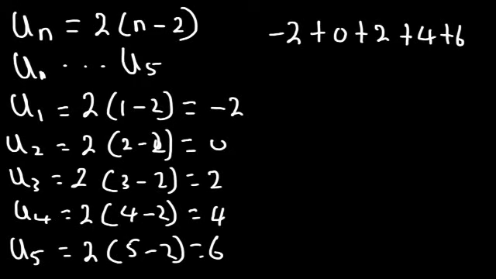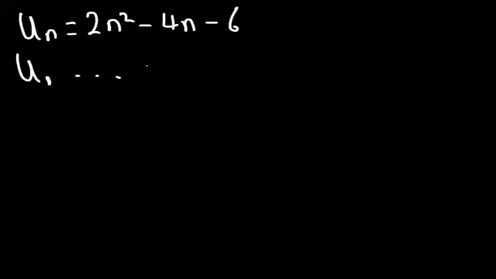So try this one. If you are given the general term of a particular series, and it says that u sub n is equal to 2n squared minus 4n minus 6, find the first 5 terms of the series. Keep in mind it is a series, not a sequence. Okay, I'm going to leave that for you to use as an exercise.